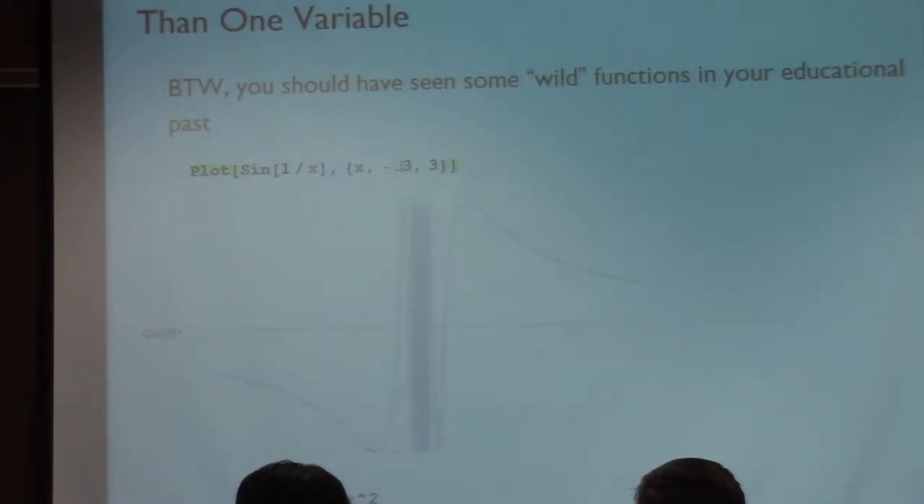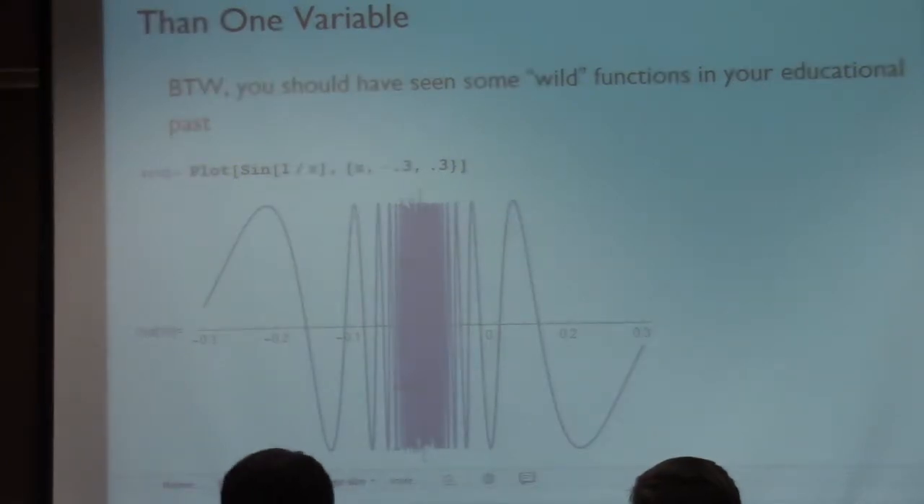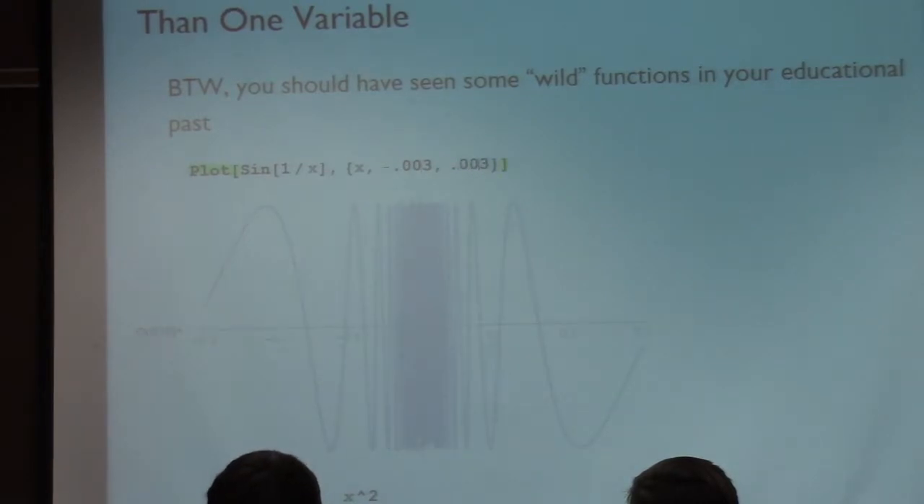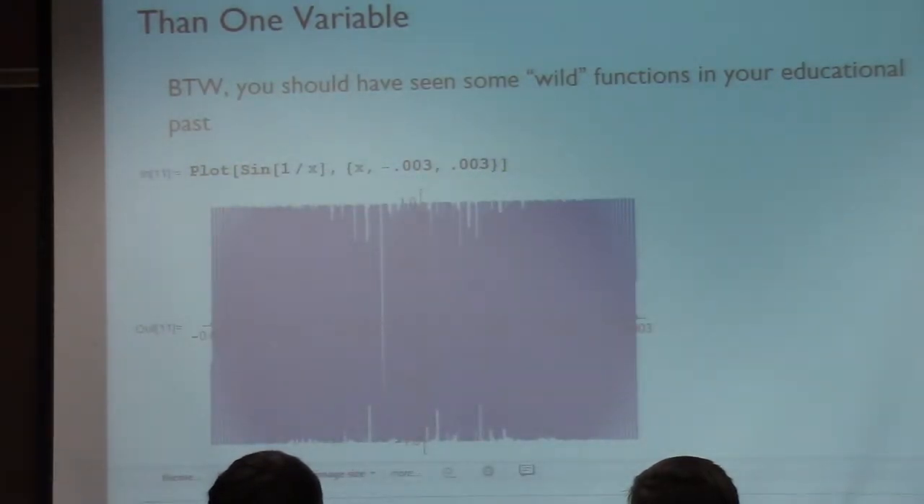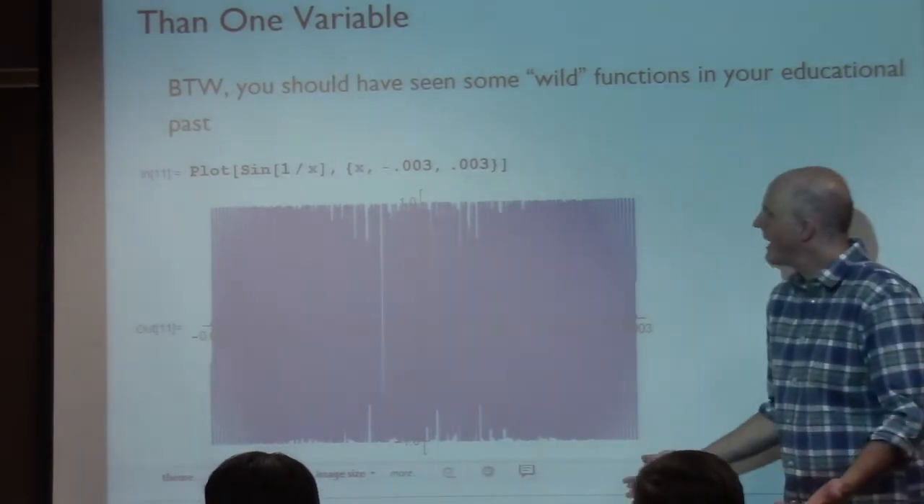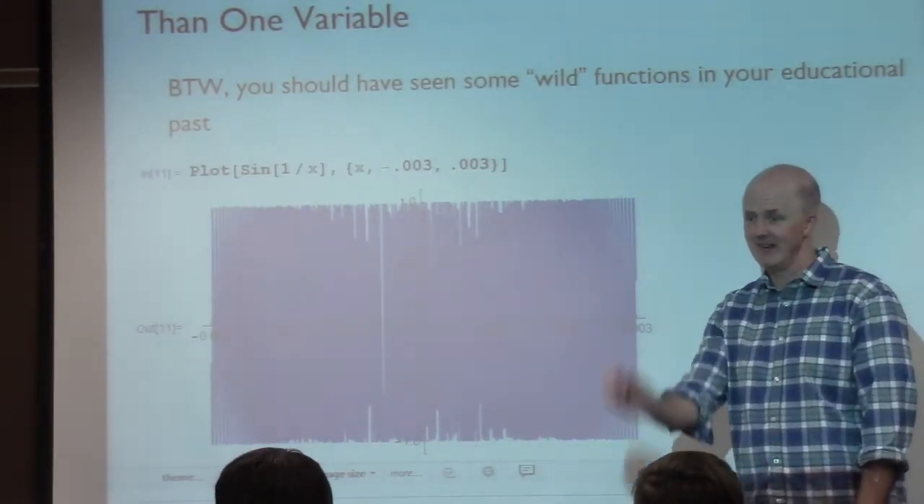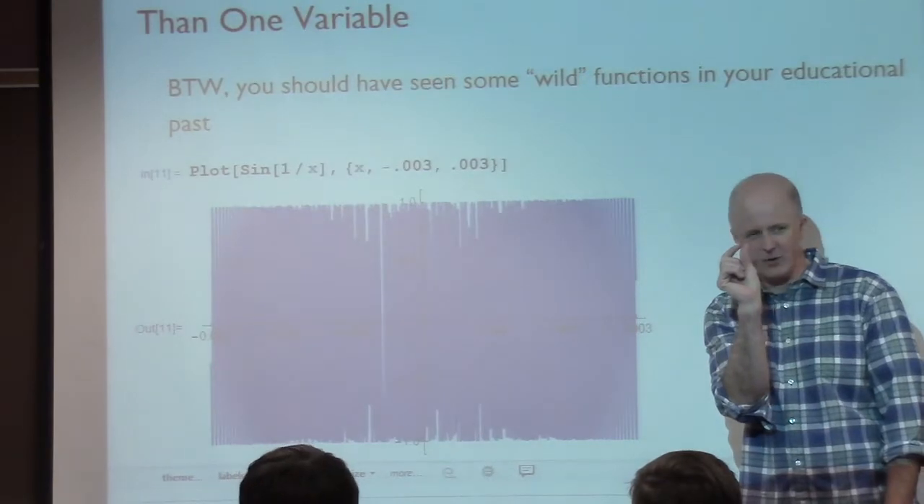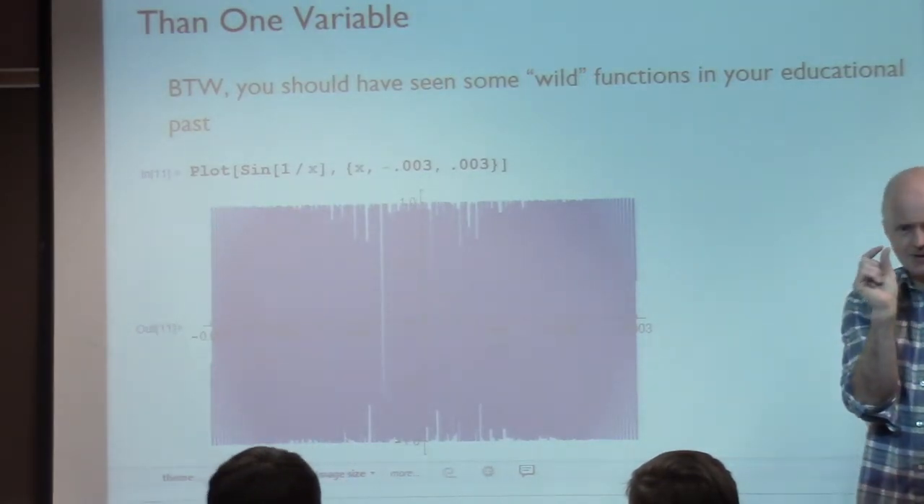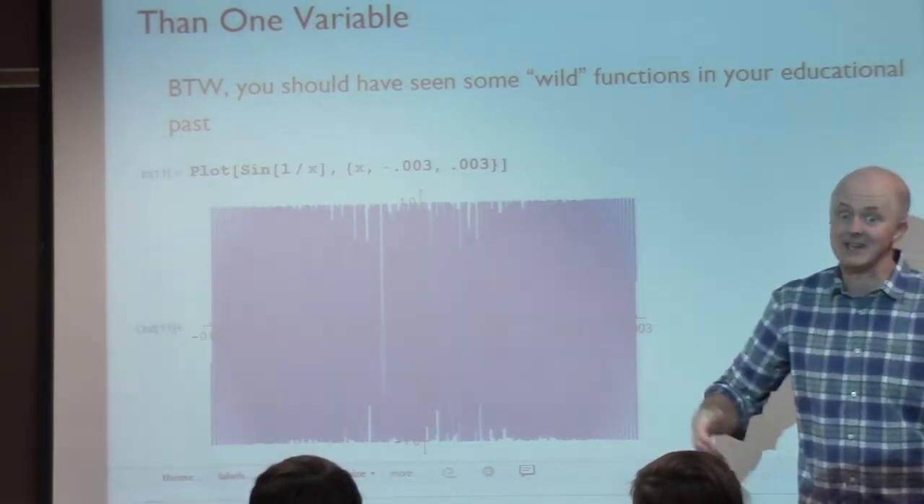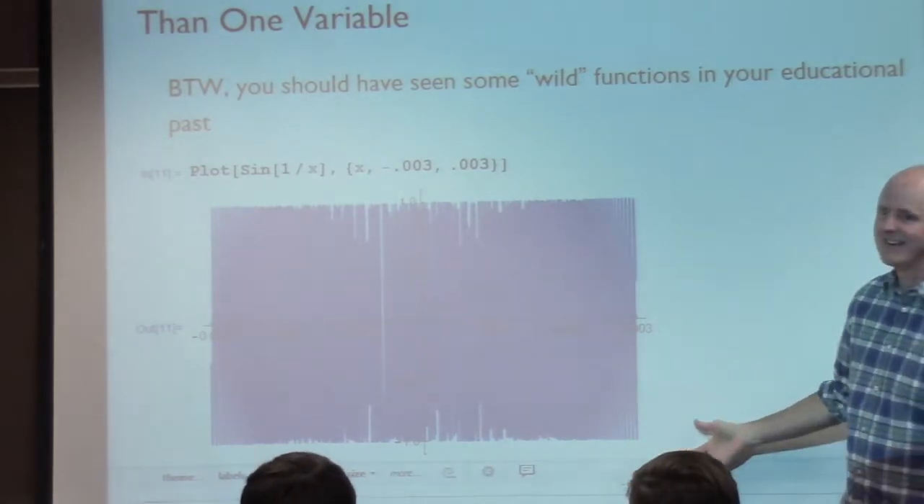Let's go in by a factor of 10 to being between negative 0.3 and positive 0.3. It gets crazier and crazier. What in the world is going on there? Again, it's not a perfect graph, but at the same time, it's not really an error. What's going on here is this graph is oscillating infinitely on any little interval around 0, no matter how small. There's infinitely many oscillations. That's a wild function, okay?